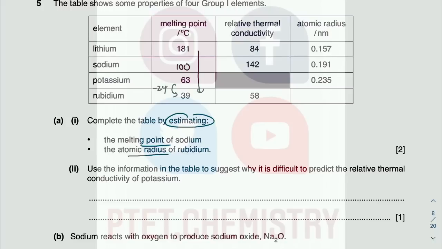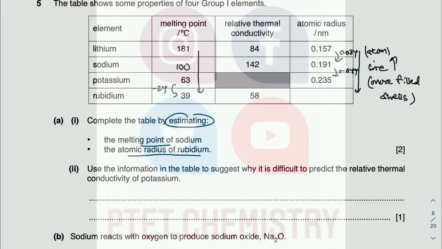The next bit is the atomic radius of rubidium. So you see how the size of the atom increases, because you have more filled electronic shells. Here to here, you have a difference of around 0.034. Then the next bit, you have a difference of around 0.044. So if you increase further by roughly between this and this, it should be alright.